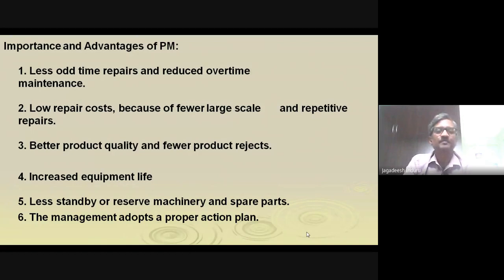Because in breakdown maintenance we act only when the event has already occurred and damaged the particular equipment. We are treating it and rectifying it. Because of preventive maintenance, we obviously increase the equipment life, and because of that our return on investment is going to be very high.